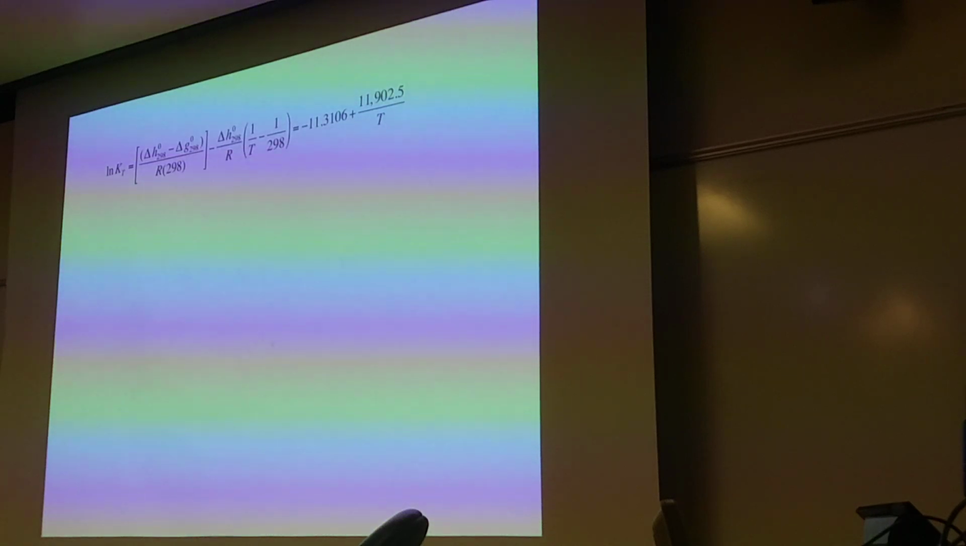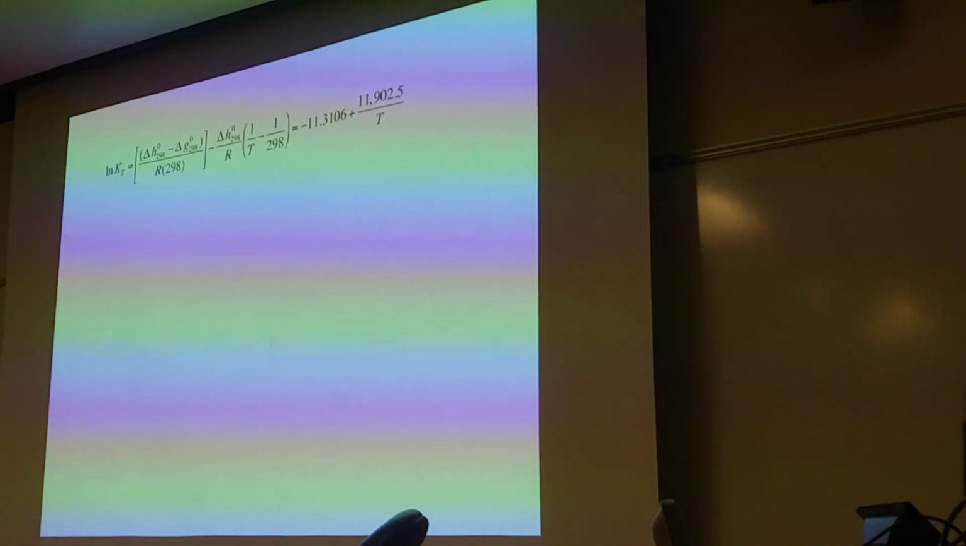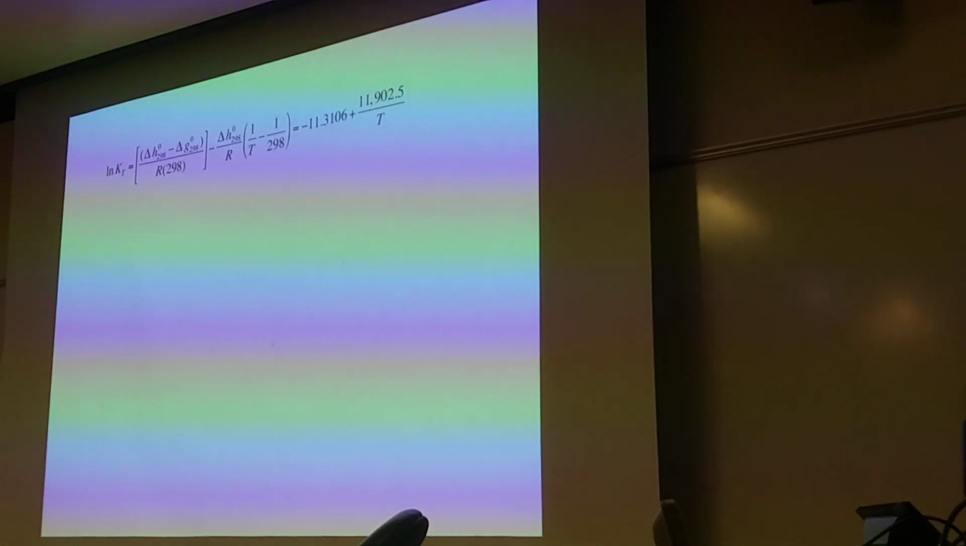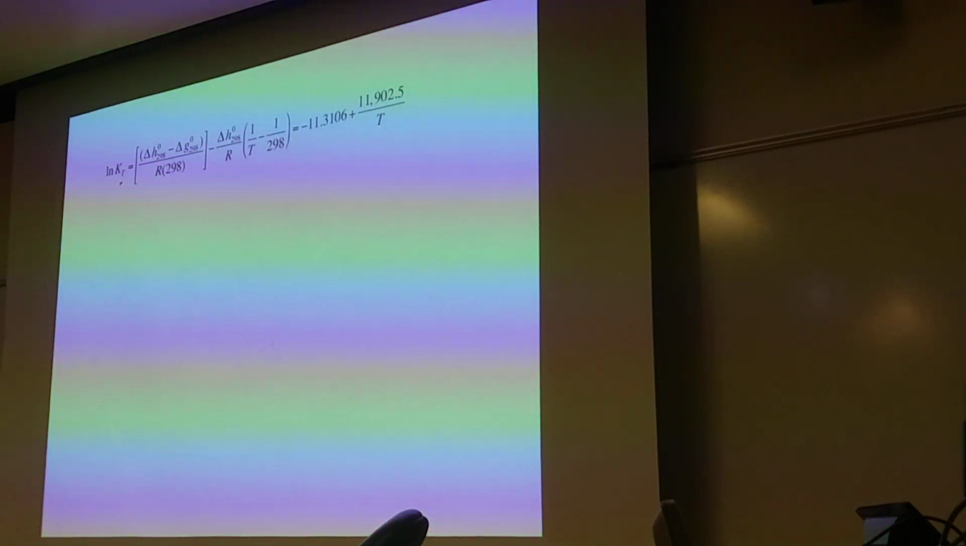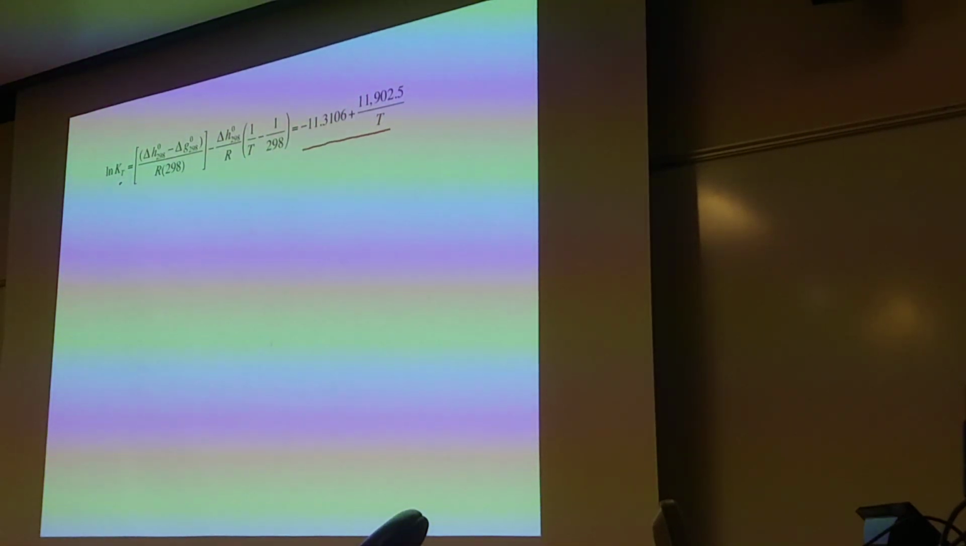We derived this last week. The logarithm of the equilibrium constant at the temperature of interest, which I've suggested with the subscript T here, can be written out this way, provided we assume that the heat of reaction is effectively a constant with temperature. If I do that, then the expression for log of K takes the form that I've shown here. When we put in the appropriate numbers from the previous slide, that works out to this expression: log K is minus 11.3106 plus 11,902.5 over T in degrees K.